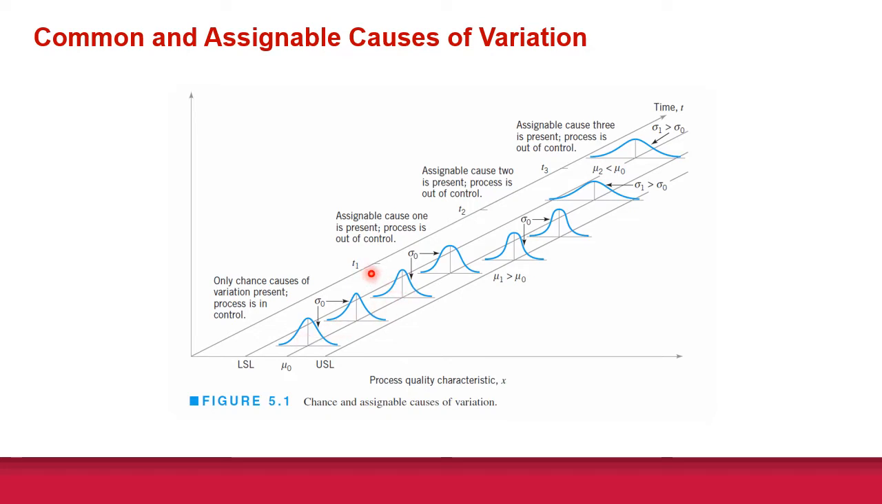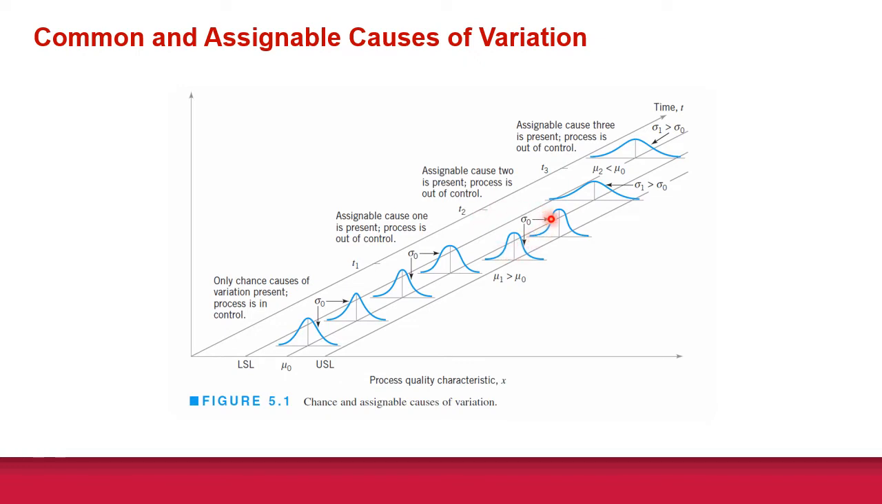Now, what happens here at T1? Look, so T1 is this process here. If you look, what happens is we have an assignable cause occurs, and the effect is to shift the mean to a new mean. So here, the mean jumps up to mu1, and at this point, this process is out of control. And so it continues on.